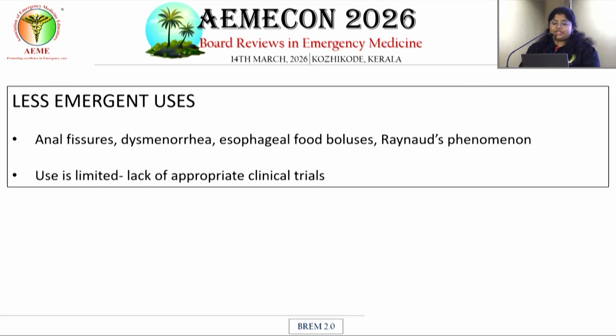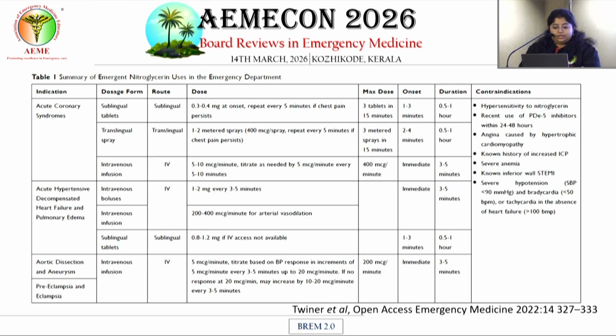So some of the less emergent uses of nitroglycerin: it can be used in the treatment of anal fissures as a topical application. It reduces the sphincter tone. It causes rapid pain relief, which facilitates both examination of the patient and care. For esophageal food boluses also, it causes smooth muscle relaxation. It can be used as a temporizing measure. But this is limited due to lack of appropriate clinical trials. This is just a summary of whatever I have said about the dosing and the uses.